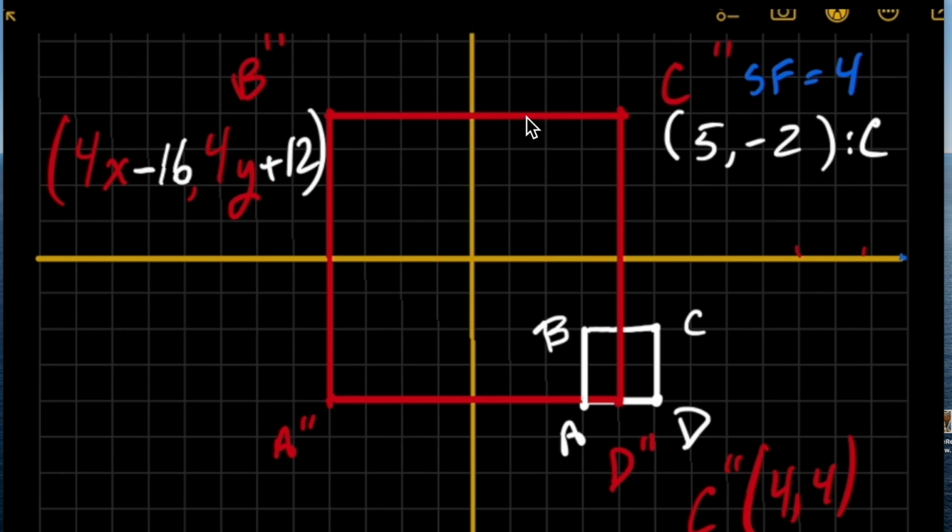So let's see if this transformation of the original C takes us to the final C. If we take the x value and multiply by 4, we get 20, and we subtract 16, we get positive 4. And if we take the original y coordinate for point C, we have negative 2. If we multiply that by 4, we get negative 8, and add 12, and we get positive 4. So therefore, folks, this is our transformation, taking this smaller quadrilateral to the larger quadrilateral.